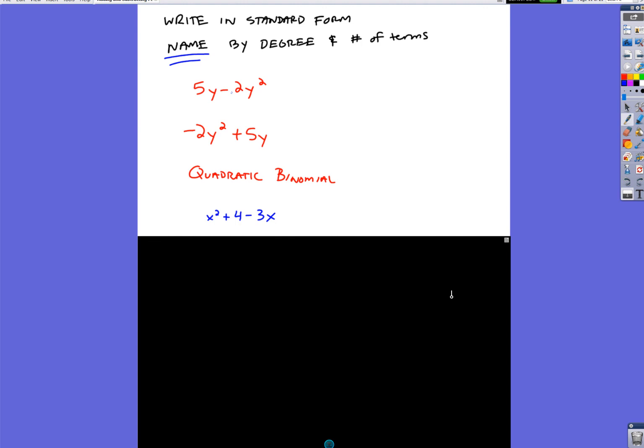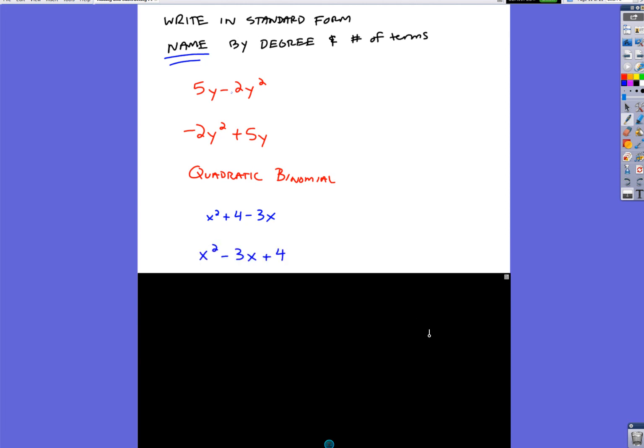Okay, how many terms are here? 3. Let's first write it in standard form. Biggest exponent is the 2, so x squared comes first, then comes negative 3x, then comes 4.